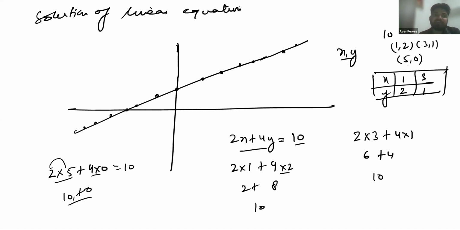But if I'm asking whether a point lies on this line, we have to put the values of x and y in the given equation, and if it is satisfying, then we can say that this point lies on this line. If it is not, for example, with the same equation, check whether this line is passing through the origin or not.